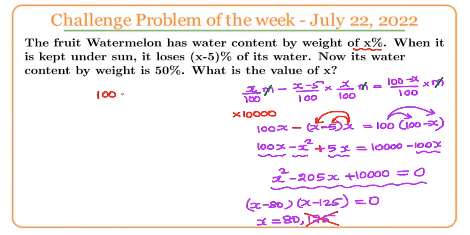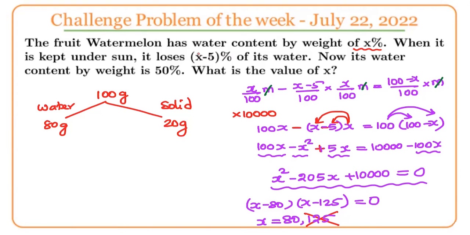If the original fruit is, say, 100 grams, just for ease of calculation, we can assume it is 100 grams. Now, x% of that is 80%, which is 80 grams. So that is the water content, and the solid will then be 20 grams.